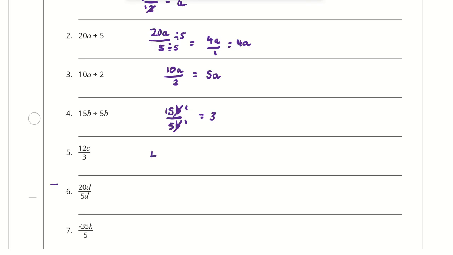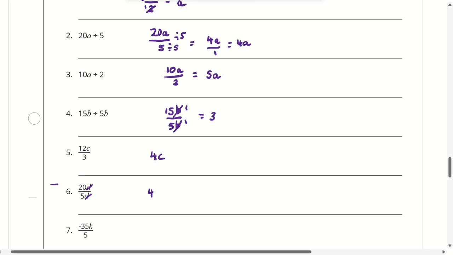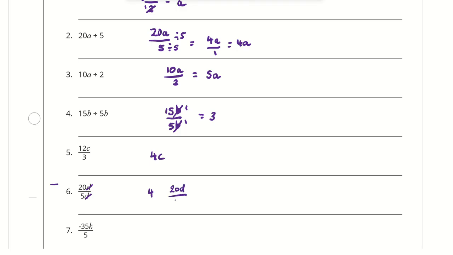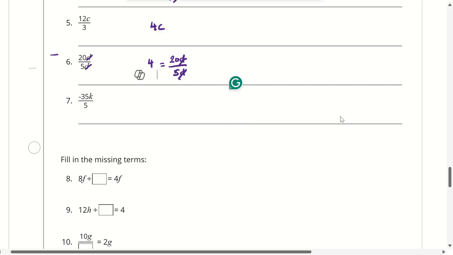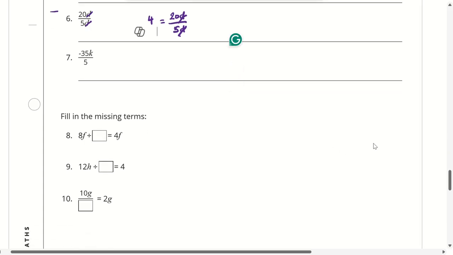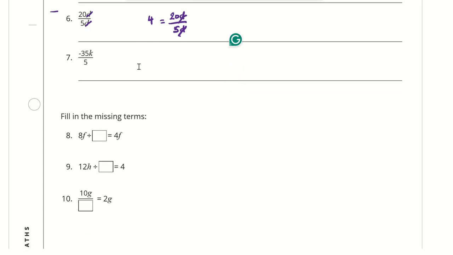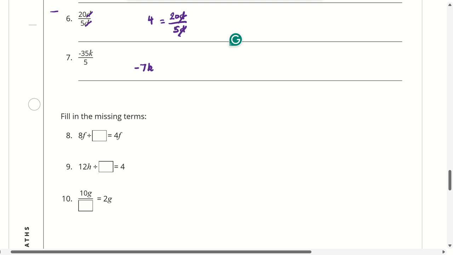3 goes into 12 4 times. Don't forget the c. The d's will cancel out here. 20 divided by 5 is simply 4. Okay, so it might pay to write it as a fraction. Cancel out the d's. 5 goes into 20 4 times. 5 goes into 35 7 times, but don't forget the negative out the front. A negative divided by a positive is a negative result, and we're looking at 7k.